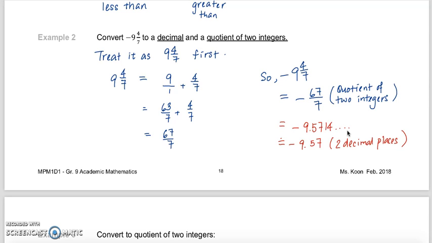You can round this number into a decimal with 2 decimal places. So when we approximate our answer, make sure we use a dotted equal sign. And this is negative 9.57 because the next digit 1 is less than 5, you round down.